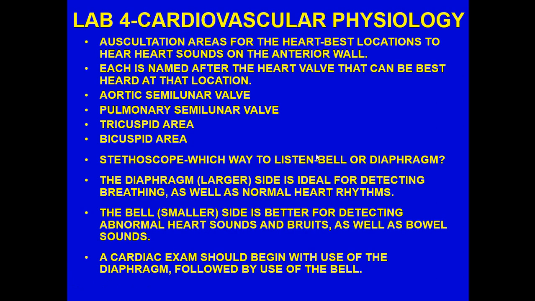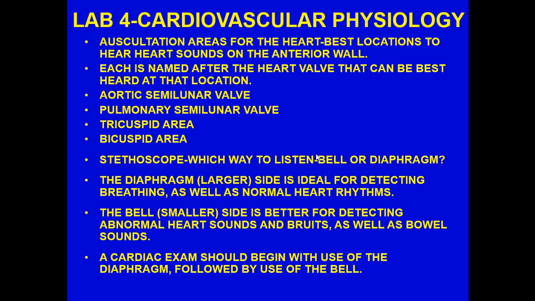Auscultation areas for the heart. Best locations to hear heart sounds on the anterior wall. Each is named after the heart valve that can best be heard at that location. So you have 4 of them: the aortic semilunar valve, the pulmonary semilunar valve, the tricuspid area, the bicuspid area.